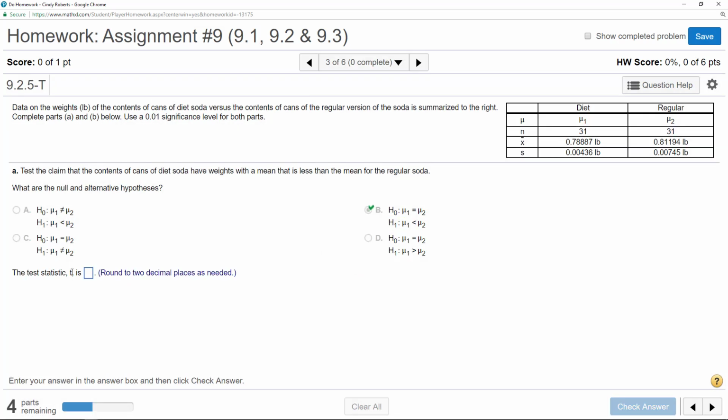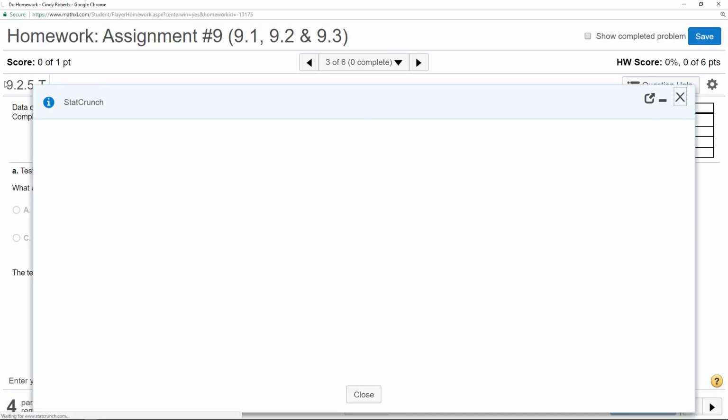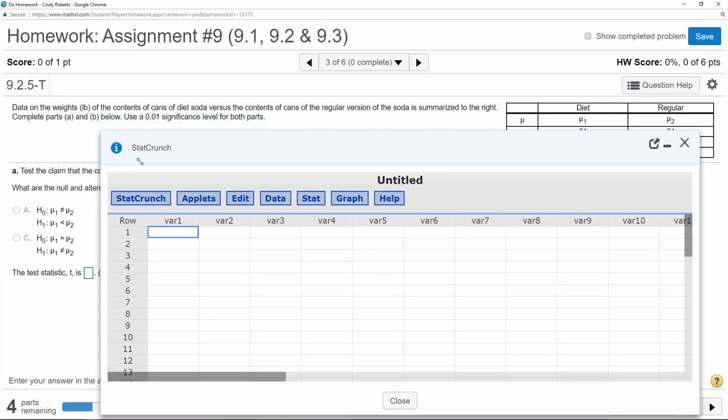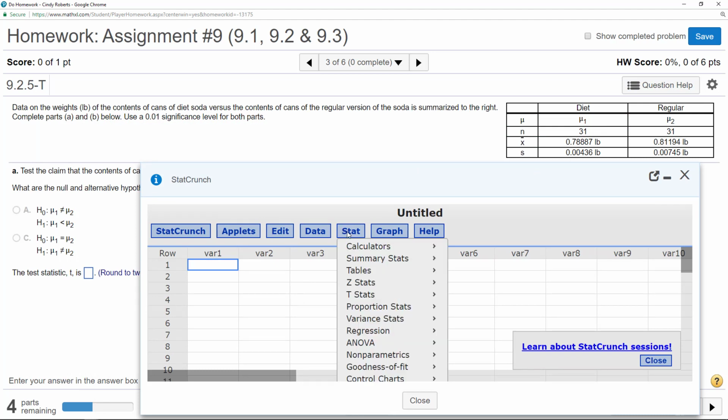And then next, my test statistic, it tells me to do a T, but if it didn't, you would know because you don't have the population standard deviation. You just have the sample standard deviation. So what I'm going to do is I'm going to go to StatCrunch, and I'm going to make this where I can see these numbers. And I'm going to go to Stat. Again, we said this is a T-stat.